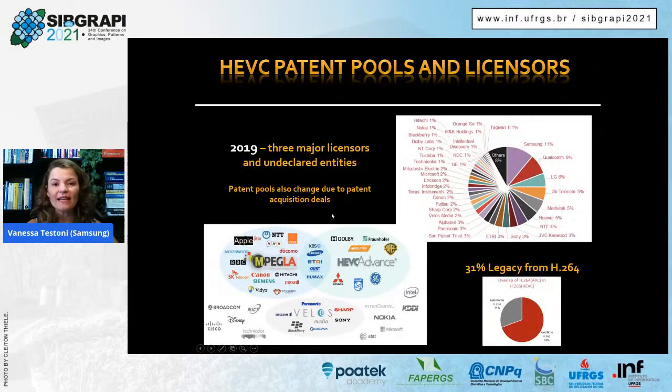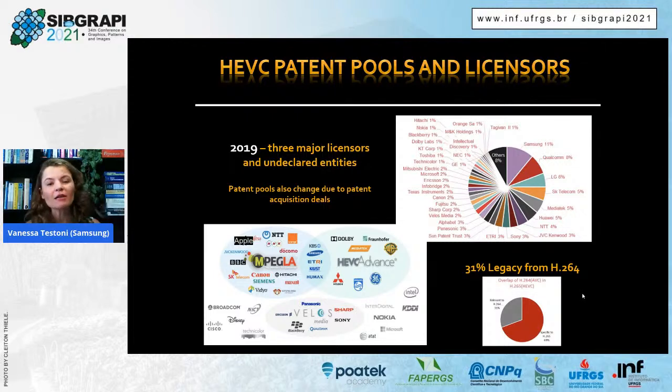Here are the main companies with patents. Most of the patents are legacy from H.264. Not most of them, 30% of them, but it's a significant percentage. And this is how the industry works in video coding. It's always an incremental advance. This is because you must have hardware support. Of course, companies are interested in using their patents, but it's also because the design of a video codec doesn't change a lot from one codec to the other.